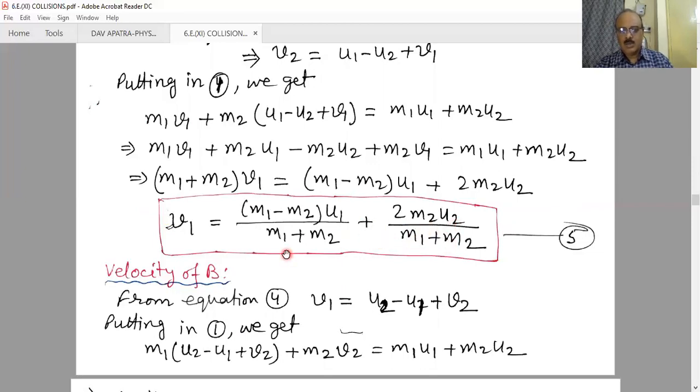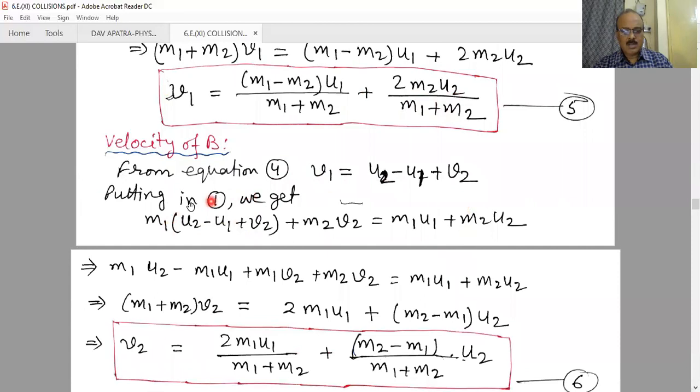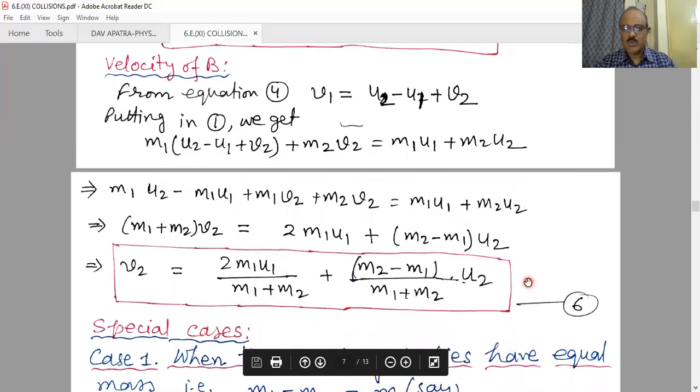Now similarly you can find out the velocity of B. From equation 4, we put v1 equal to u2 minus u1 plus v2 in the first equation, that is the equation from the law of conservation of linear momentum. So m1 times (u2 minus u1 plus v2) plus m2 v2 is equal to m1 u1 plus m2 u2. Now multiplying it, m1 u2 minus m1 u1 plus m1 v2 plus m2 v2, which is equal to m1 u1 plus m2 u2.